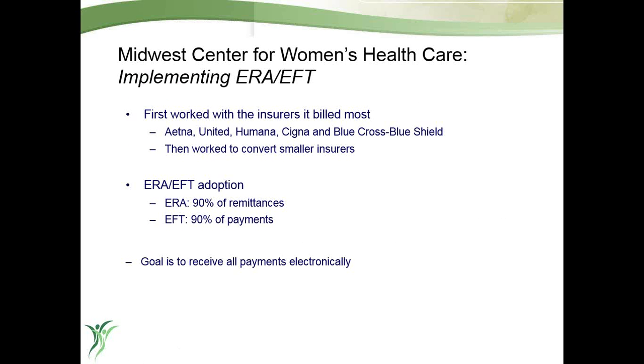So some of the challenges that we had here was that we wanted to be able to have electronic remittances and electronic funds for all of the payers that we work with, and dealing with some of the payers and getting them on board with that has been difficult. And so we decided to start with the major payers, and you can see that we worked with Aetna, United, Humana, Cigna, and Blue Cross Blue Shield, and then have been slowly working to convert those smaller insurers over time.